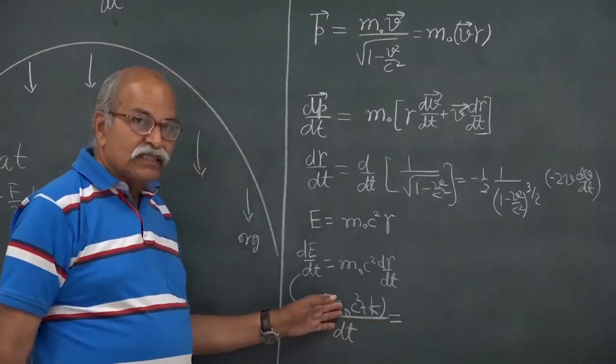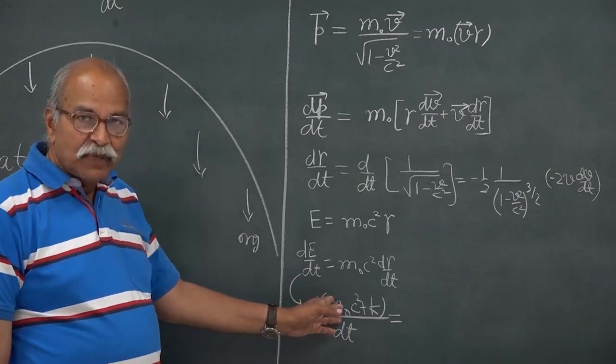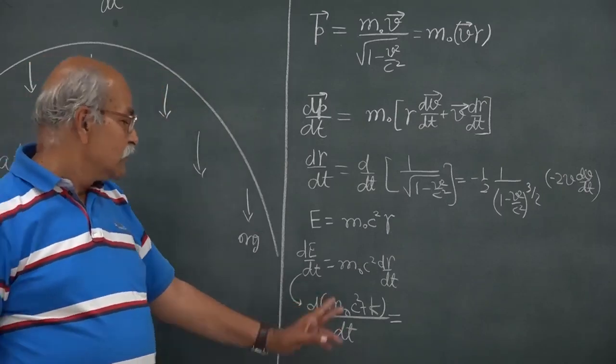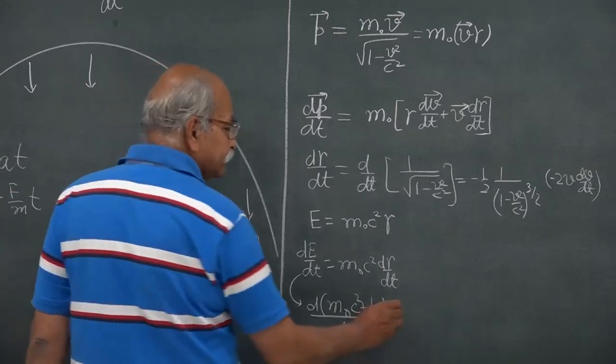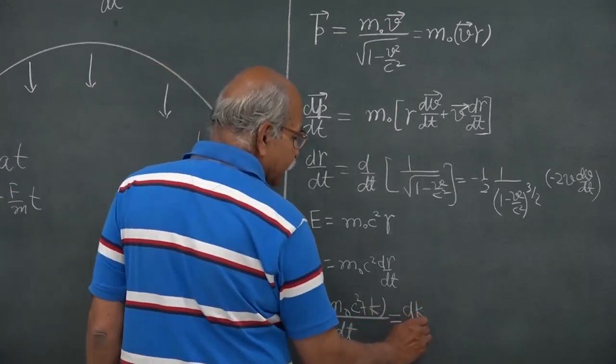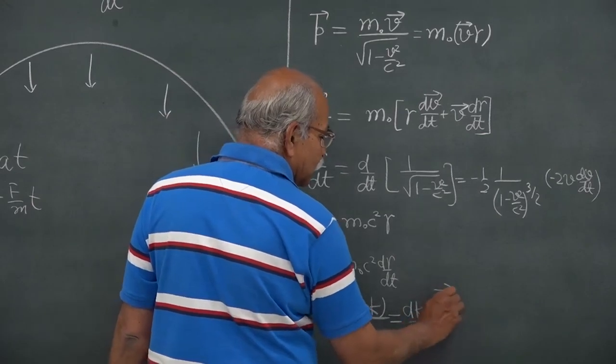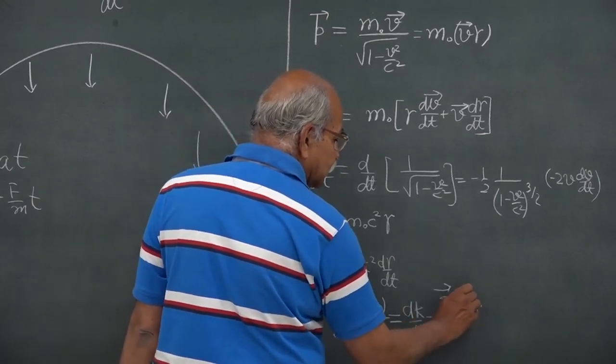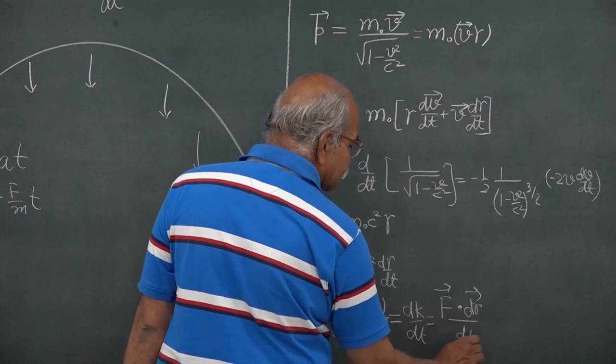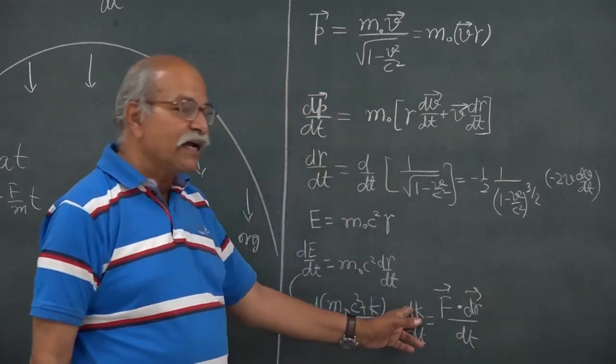And since m naught c square is constant for a particle, we are talking of one particle, so it is dK/dt. And what is dK? dK is F dot dr, right? Change in kinetic energy.